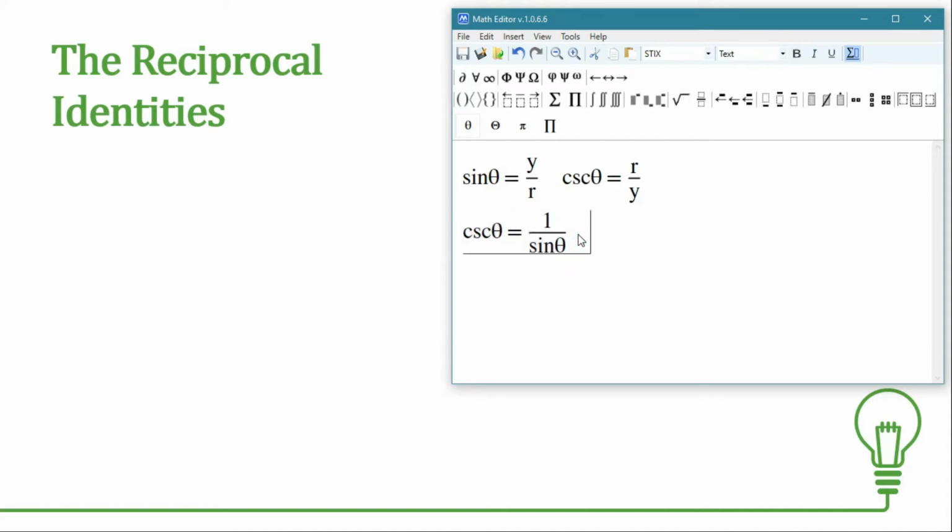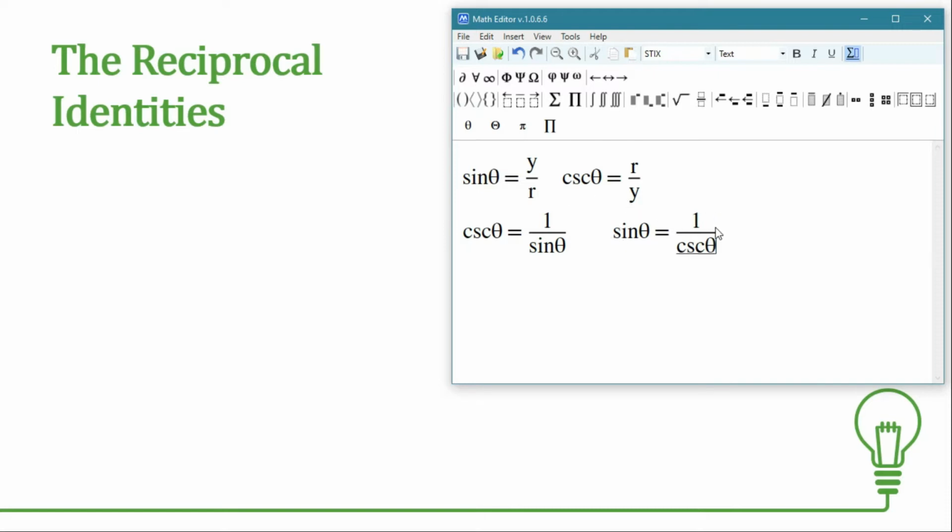On the other hand, we can represent the sine function as the reciprocal of the cosecant function, wherein the sine of an angle is equal to 1 over the cosecant of an angle. So that talks about the first reciprocal identity.